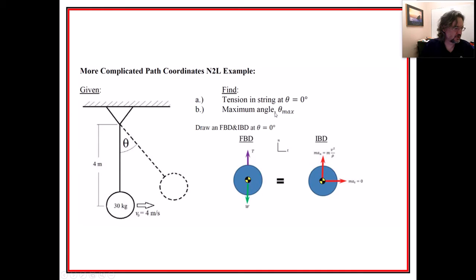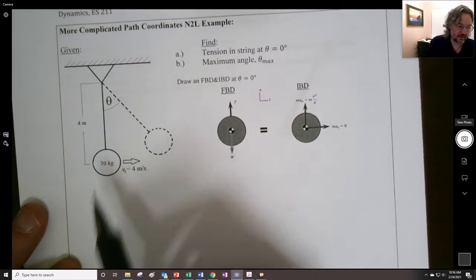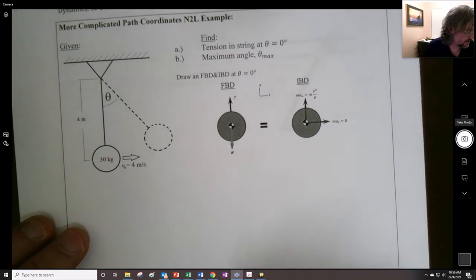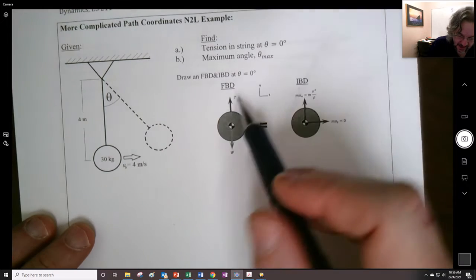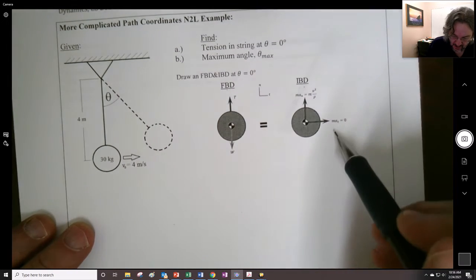So we need to be given something. We were given that the speed is 4 meters per second at the bottom, the mass is 30 kilograms, and the string is 4 meters long. So that's the given. Let's figure out what the tension is going to be when it's down here. I already have the free body diagram and the IBD drawn in there.